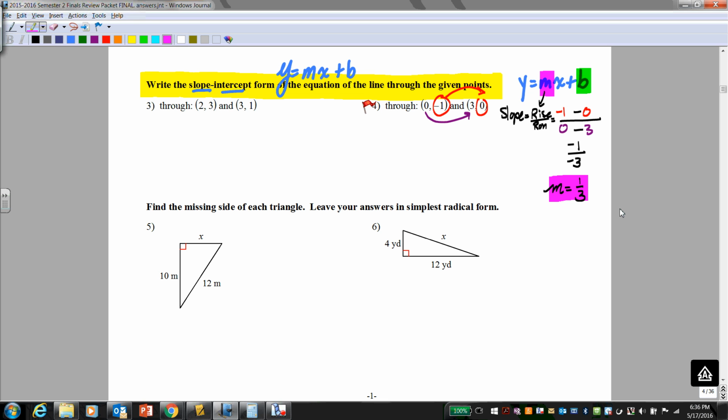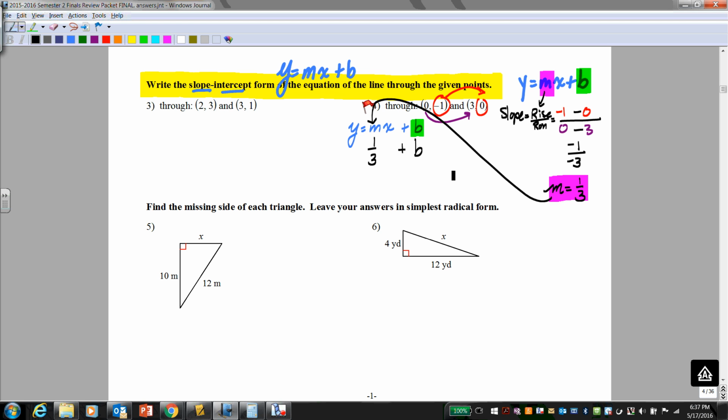Now, to get my b, there's a couple of things we can do here. I'm going to start by writing the original equation. Y equals mx plus b. And what I'm going to do here is I know my m now. I'm going to put that right there. So it's 1/3. I want to know my b. That's going to be my unknown. So I just bring that down. That's going to be my variable.